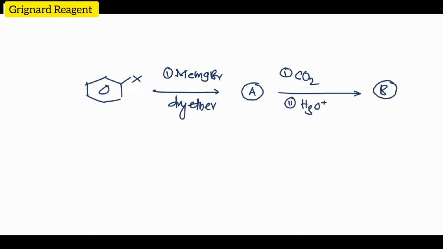So A is what? Your Grignard reagent, because it's not given. Here basically, this is only the halobenzene and magnesium. So magnesium is going to insert, and it will form a magnesium salt, the magnesium halide, and that is going to react with the CO2. So it will form benzoic acid.